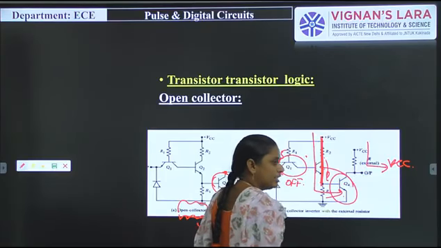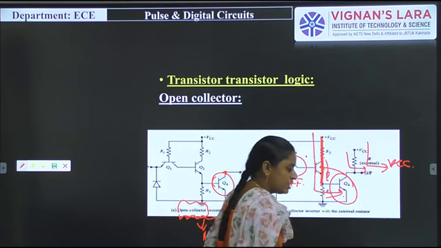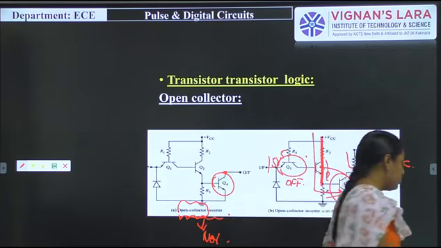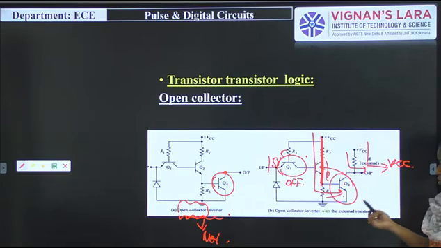During that time Q4 is also on. So when any transistor is in on condition, the output is simply VCE sat, and VCE sat is 0.3 volts. As already discussed, the 0.3 volts is represented as logic 0. That is why this circuit acts as an inverter.